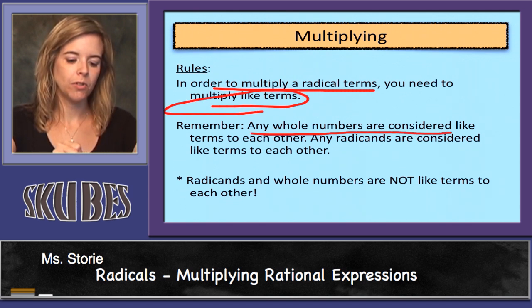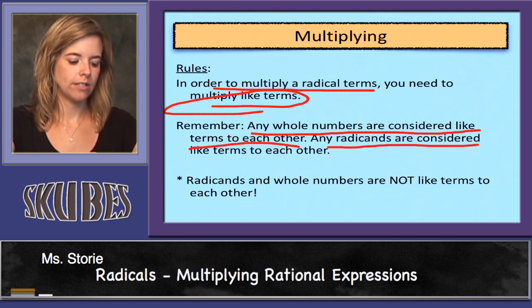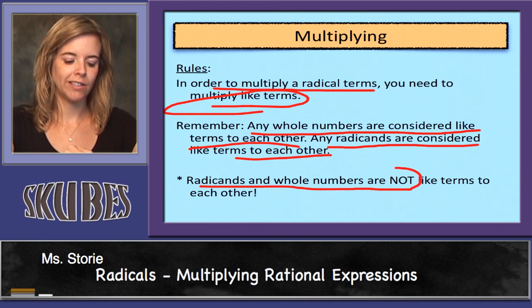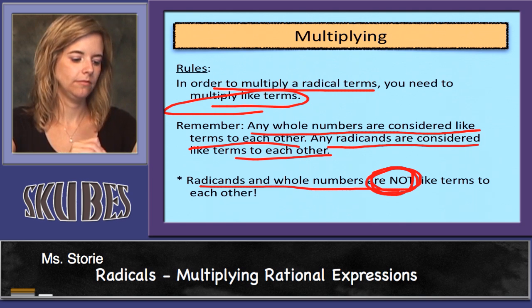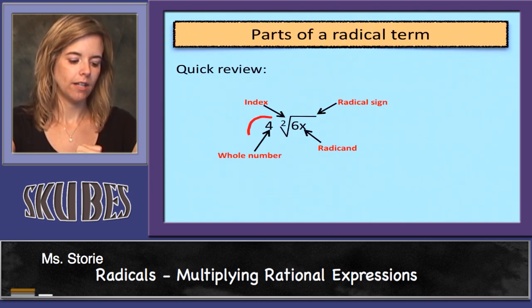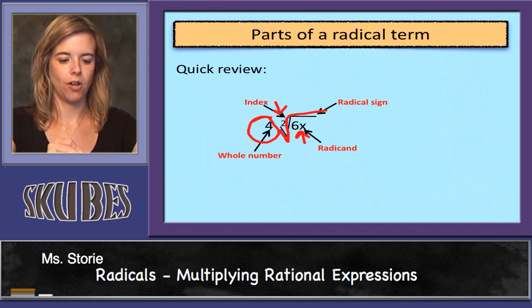Remember, any whole numbers are considered like terms to another whole number, and any radicands are considered like terms to any other radicands. So radicands and whole numbers are not like terms to each other, so you can't multiply a whole number times a radicand. Now, quick review. Your whole number sits outside of the radical sign, and the radicand is what sits inside of the radical sign. And then your teeny tiny number is still called your index.